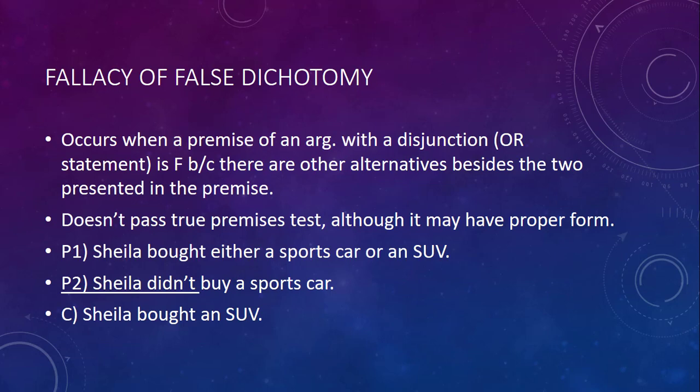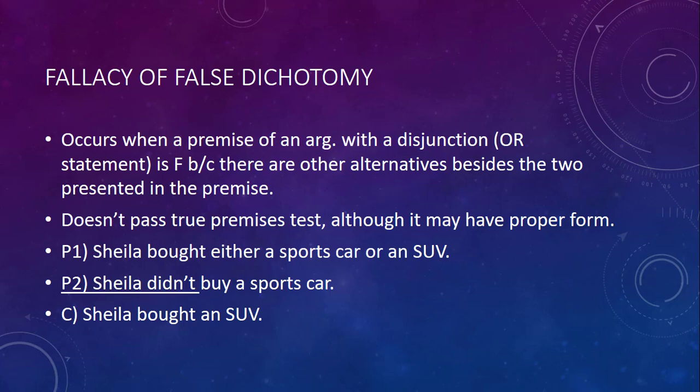Second premise: Sheila did not buy a sports car. Conclusion: therefore, Sheila bought an SUV. Now, if we notice here, this uses the disjunctive syllogism. So this passes the proper form test. If you assume that all the premises are true, the conclusion will follow.